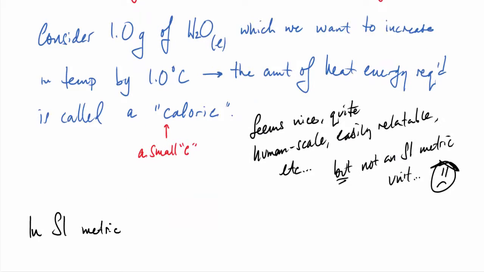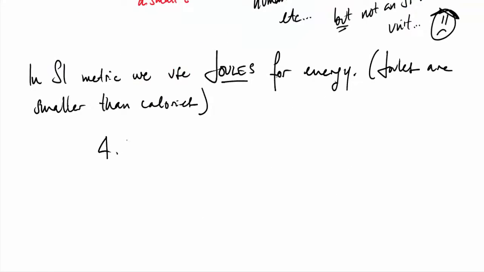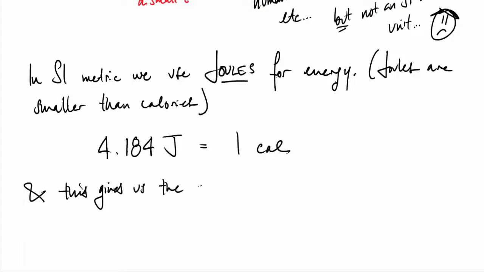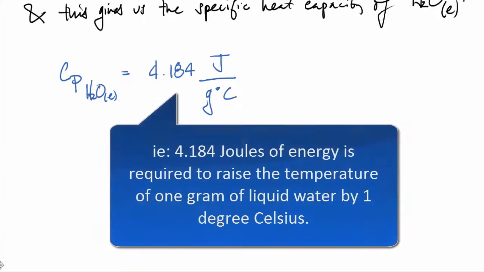So in SI metric, we use joules for energy. And as it turns out, joules are quite a bit smaller than calories, about a quarter the size approximately. Let's look. Turns out 4.184 joules makes up 1 calorie. And that gives us the specific heat capacity of liquid water, quite nicely. Cp, the heat capacity of liquid water, is 4.184 joules per gram degrees Celsius. So you need this amount of energy to raise the temperature of 1 gram of liquid water by 1 degree Celsius.